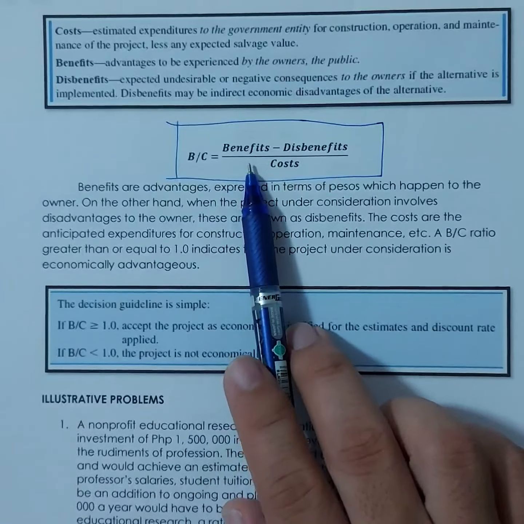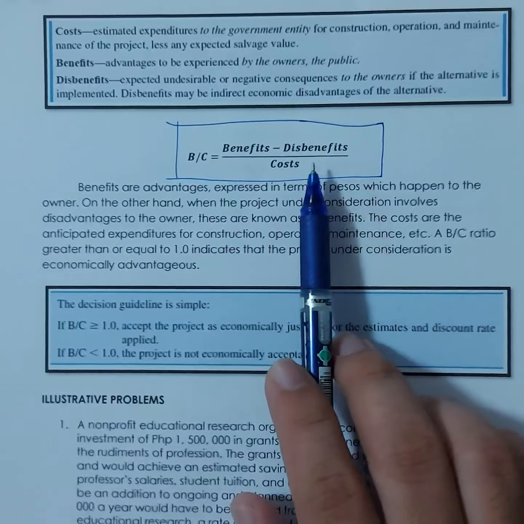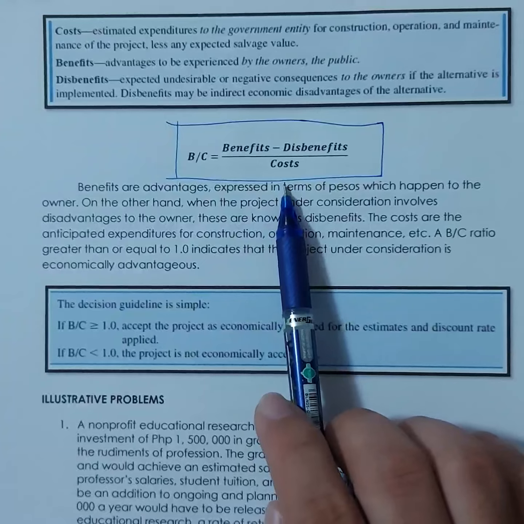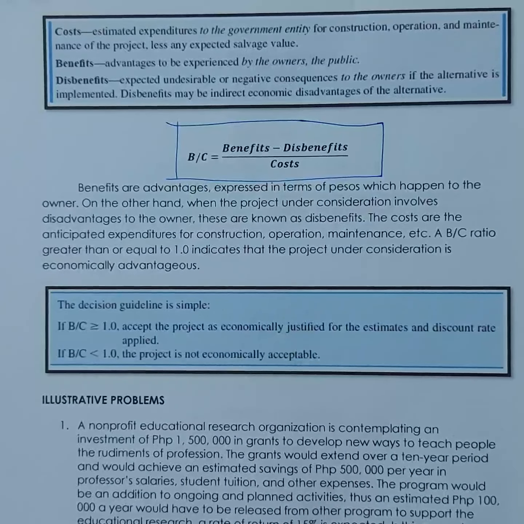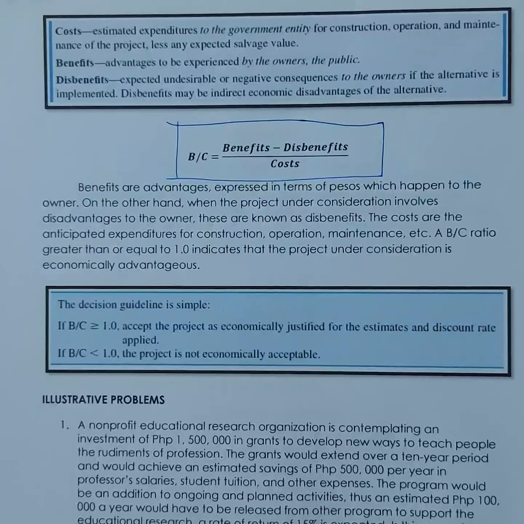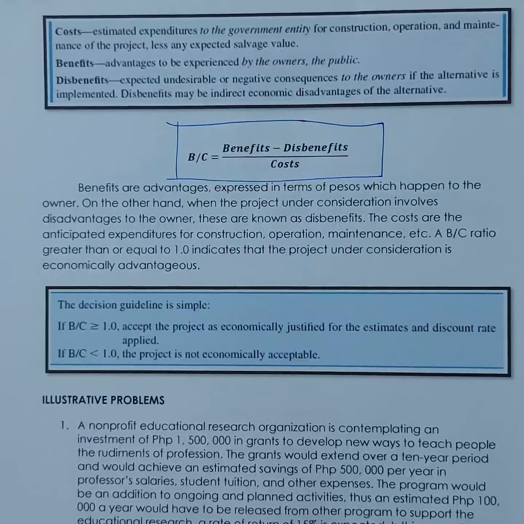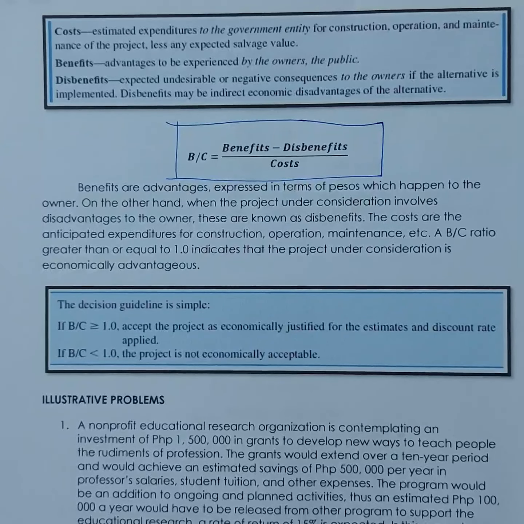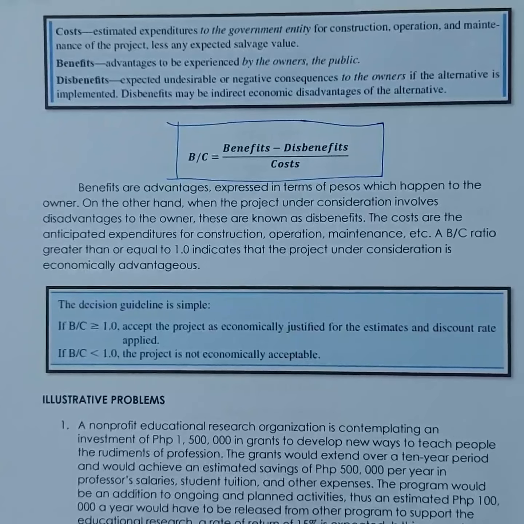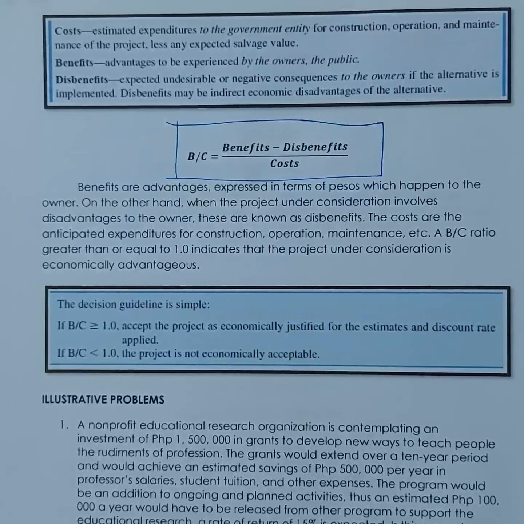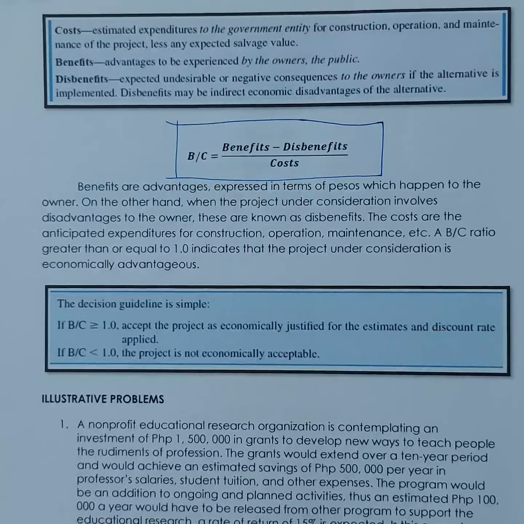Okay, so benefits minus disbenefits divided by cost, that would give us the benefit cost ratio, and it should be greater than or equal to 1 for the project to be desirable. So, mas maganda kapag greater than 1, ano? Okay? Kapag equal to 1 kasi parang break even lang. Wala kang profit. Okay? So, let's go to problem solving.